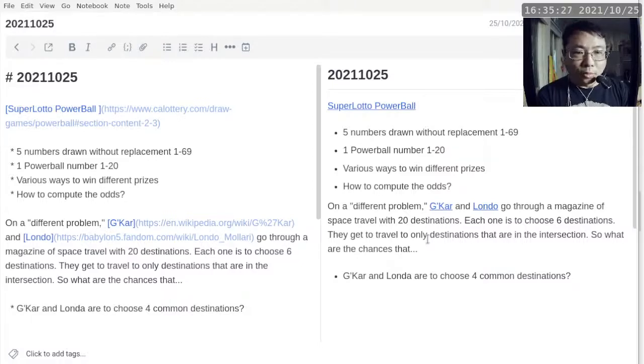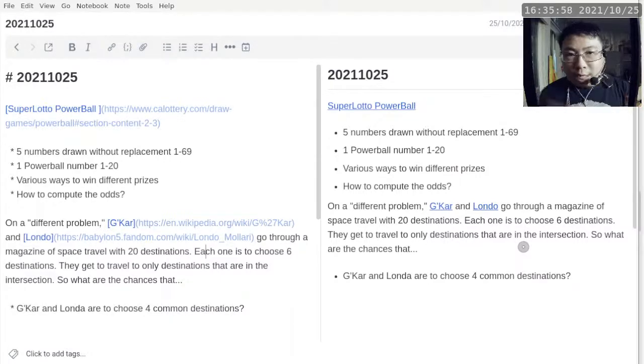Or I like to go to Minbar, or I like to go to the Shadow Home World, and so on and so forth. So each one is to choose 6 destinations, but they only get to travel to the destinations that are in this intersection. This is kind of relating back to the set concept. So out of the 6 that Jakar chooses and out of the 6 that Londo chooses, if there's an overlap, those are the only places where they can travel to, and those are the rules.